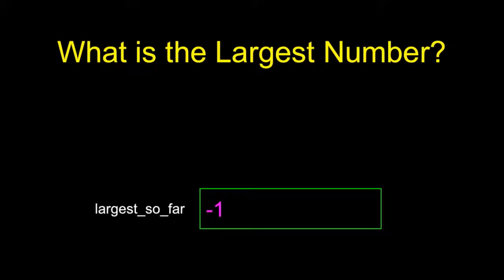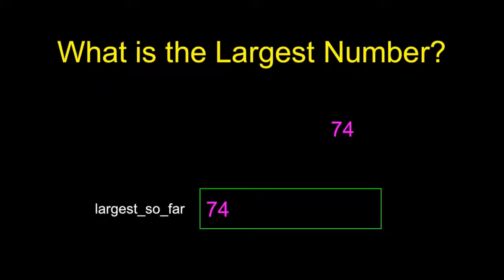So now we see 3. And we're like, oh, that's better than -1. It's our first number, so it's probably the largest we've seen so far, right? Great. 41. Oh, that's bigger than the largest we've seen so far, so we'll keep it. 12 is not bigger than 41, so we're not going to keep it. Notice this keeping thing. 9 is not bigger than 41, so there's no point to keeping it.